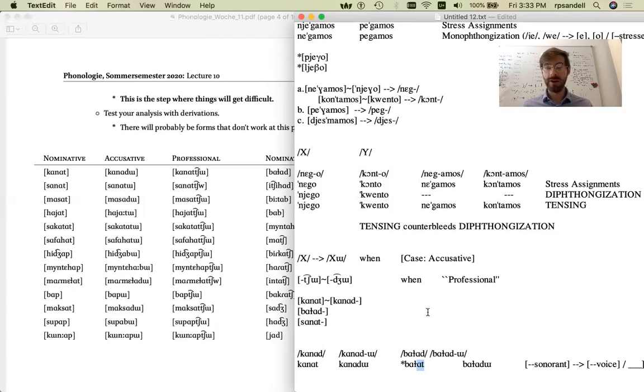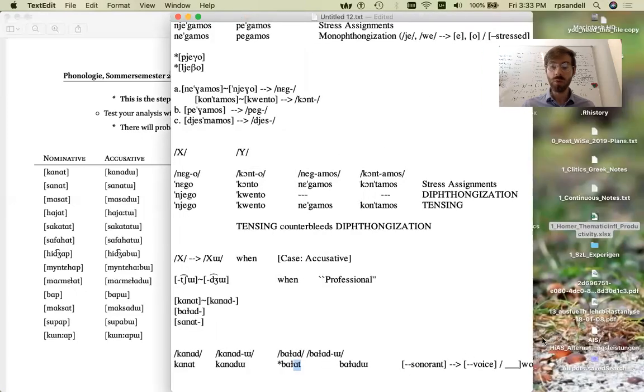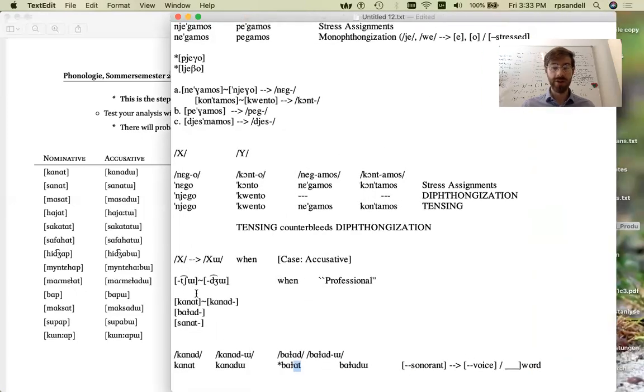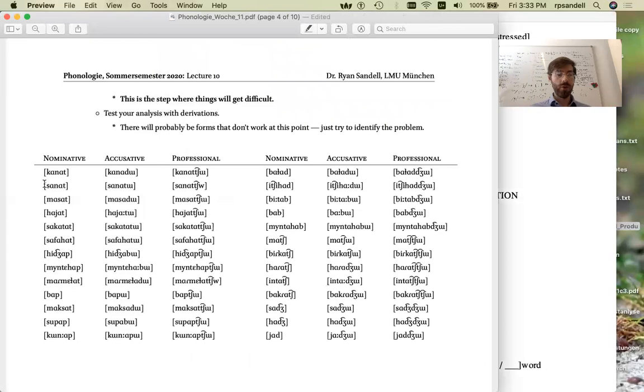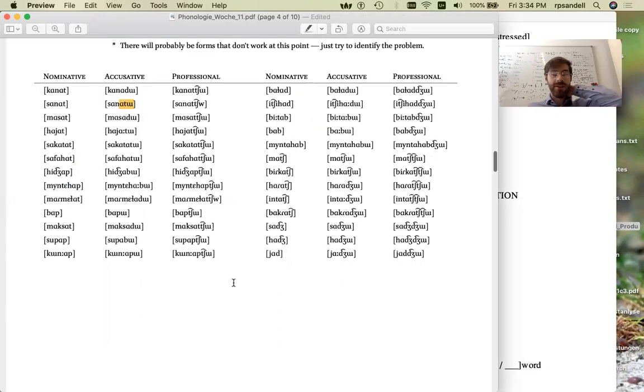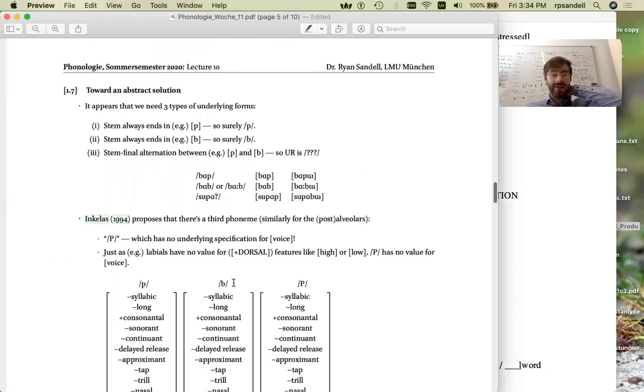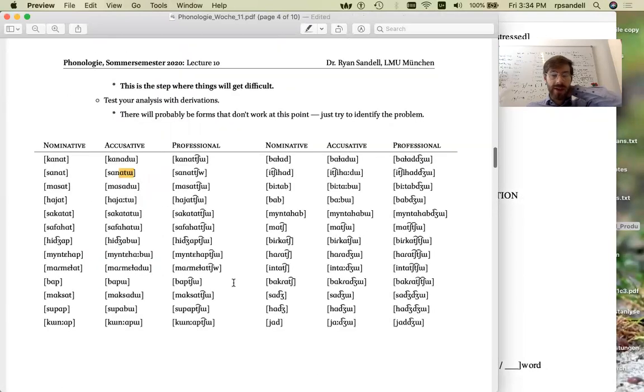And if we posit just the opposite, say an analysis which assumes voicing of an underlying voiceless obstruent between vowels, then we will encounter problems with words like that of the stem sanat, because then in the accusative forms, the underlying voiceless ta would be predicted to become a da. So that's the essence of the problem that we're encountering here.